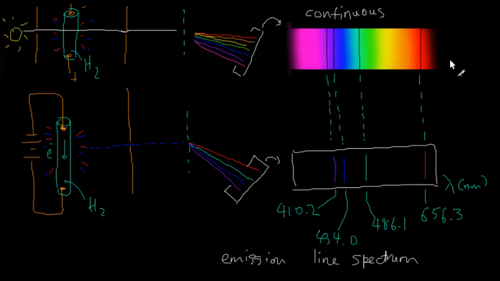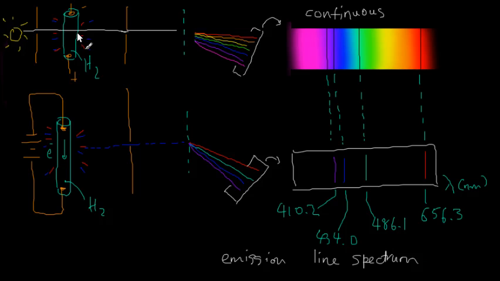So what's going on here? Well, let's try to understand what's going on. Actually, we won't be able to fully understand what's going on until we learn about atoms in the next few videos. But what we can say at this stage is that when the sunlight goes through this discharge tube, the wavelengths that correspond to these on the emission line spectrum somehow get absorbed by the hydrogen gas.